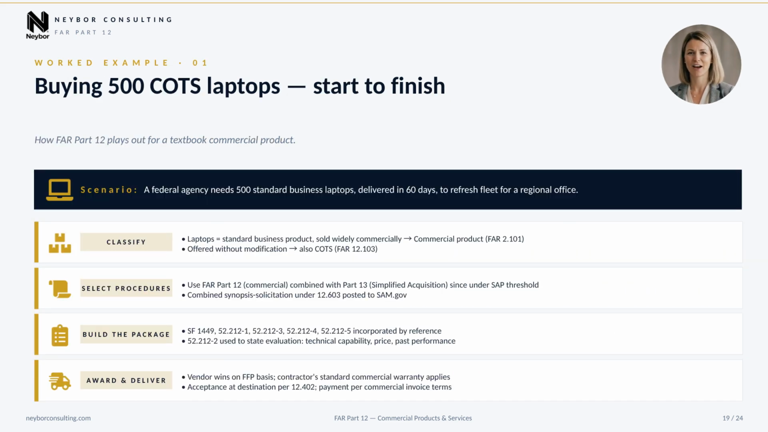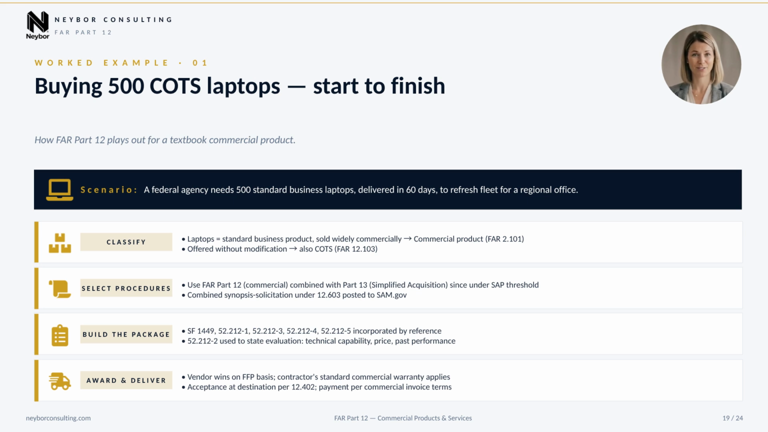An agency needs 500 standard business laptops in 60 days. Step 1, classify. Laptops are a textbook commercial product. They are sold widely in the commercial market, and the agency wants them off the shelf with no modification. So they are also COTS under 12.103. Step 2, select procedures. Because this is below the simplified acquisition threshold, the contracting officer uses Part 12 in combination with Part 13 simplified procedures and posts a combined synopsis solicitation under 12.603 to sam.gov.